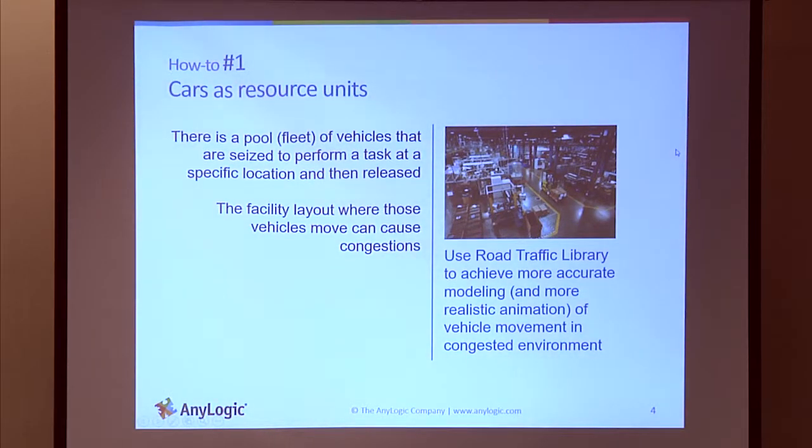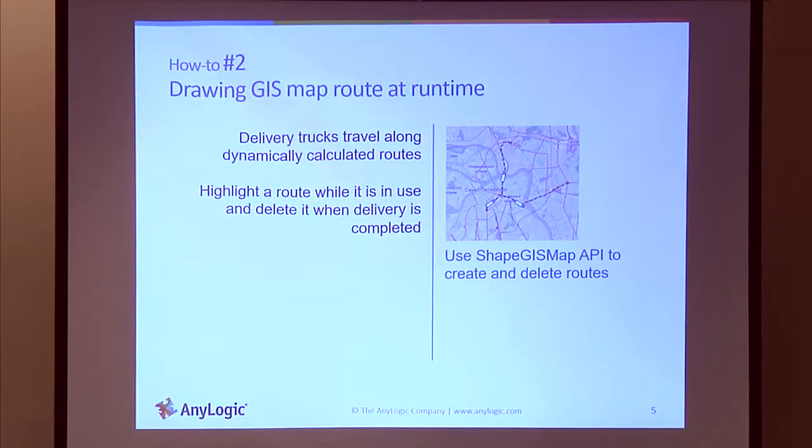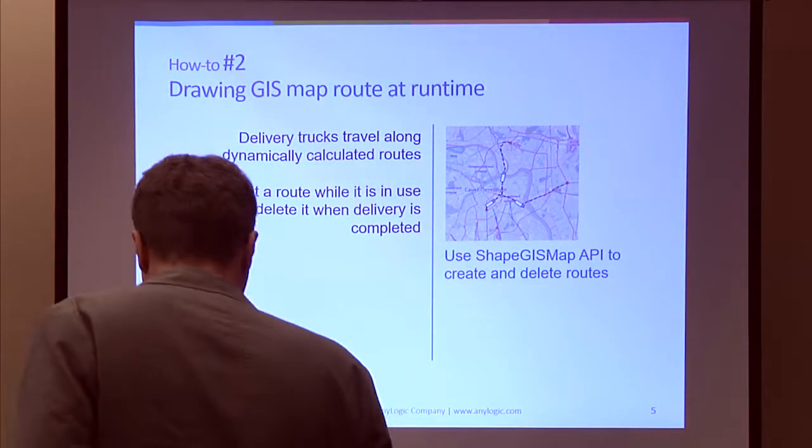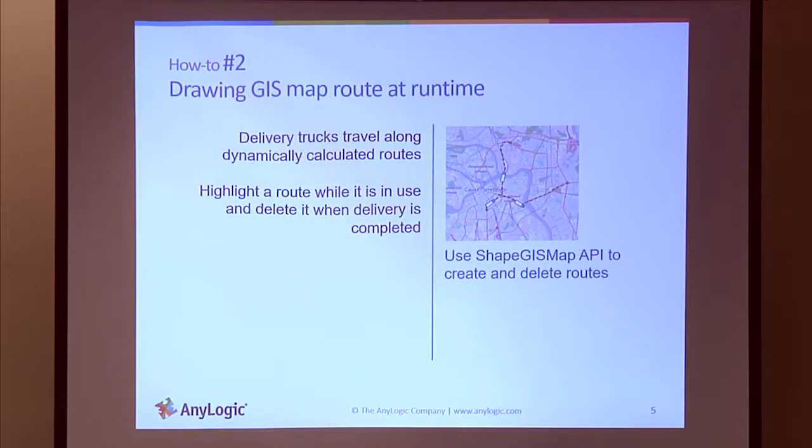Okay, so basically that's the simple tip on what to do when you want to dynamically display a route on a GIS map while the route is in use, and then delete it after the vehicle is done with the route. So what we will do is create a couple of delivery trucks that will travel between certain points, and show you how to create the route dynamically.